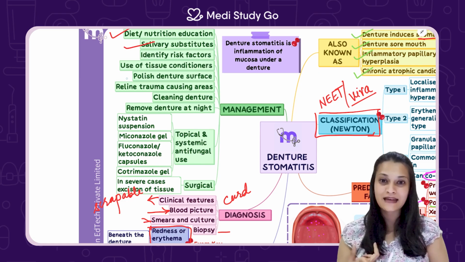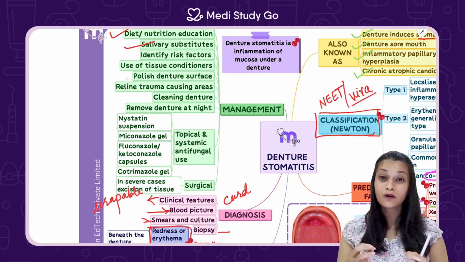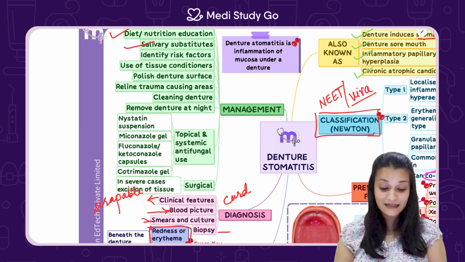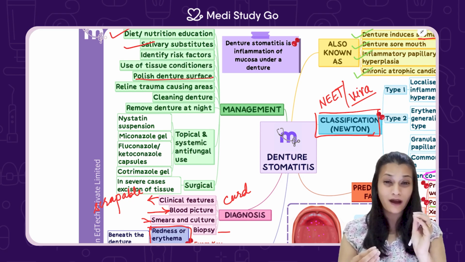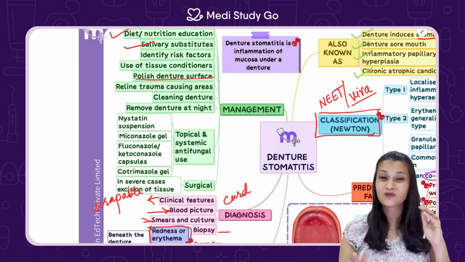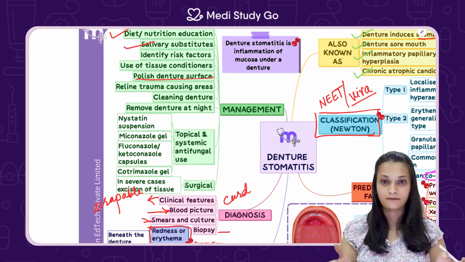Give them denture cleaning tablets. Call them for regular follow-up. One regular follow-up can also save a lot of problems, so don't skip your follow-ups as well. At the same time, denture surface irregularities are that one hub that's going to harbor all the microorganisms, all the fungal infection. Please clean the dentures well.